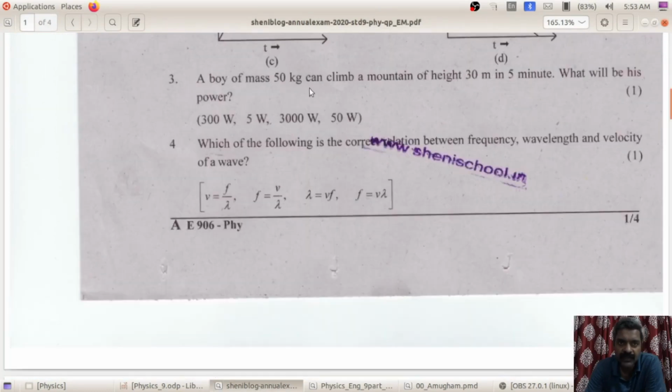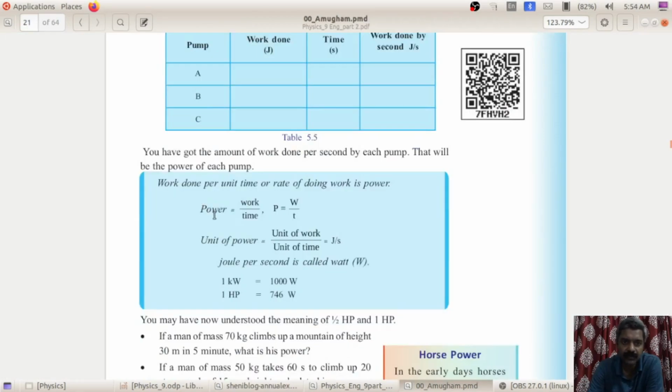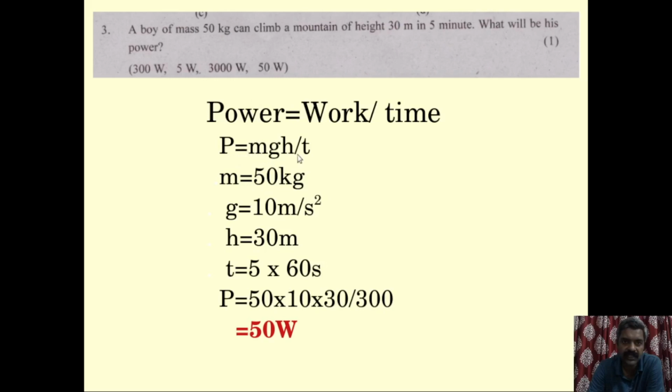A body of mass 50 kg can climb a mountain of height 30 meter in 5 minutes. What will be his power? This is the equation of power. Power is equal to work divided by time. P is equal to mgh divided by t. M is 50 kg. G is 10 meter per second square. The height of the mountain is 30 meter. The time taken is 5 minutes, which is equal to 5 into 60 seconds. Power is equal to 50 into 10 into 30 divided by 300, which is equal to 50 watts.